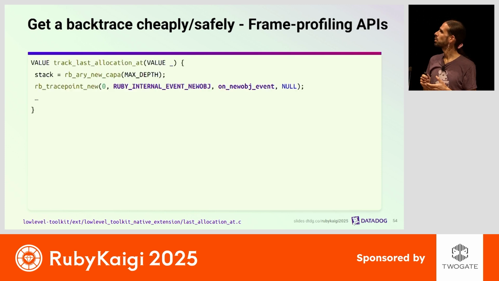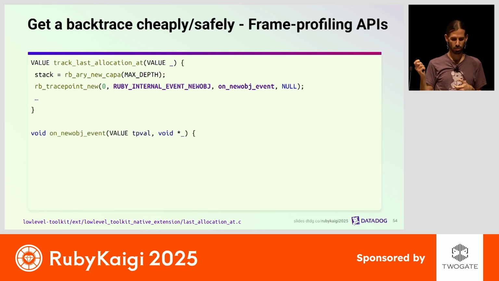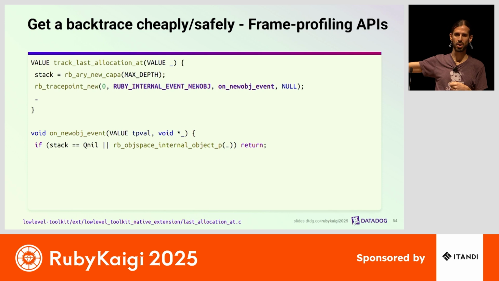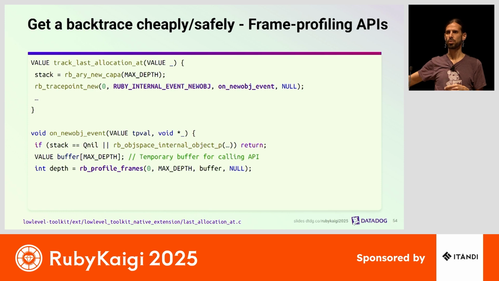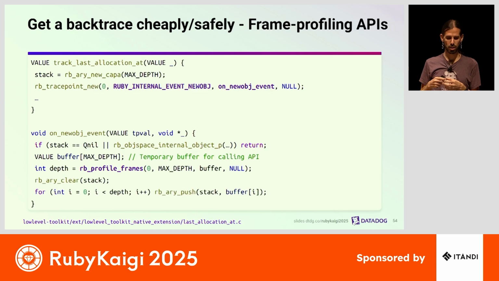We start with our track last allocation at that we saw being called from Ruby. Again, we're using a trace point, and now we're using the new object event, so you can see how these things connect. When a new object gets created, we check if it's an internal object. If it's an internal object, we don't want to touch it, so we ignore it. If not, we create a temporary buffer. This buffer is created in C code, so it's not an allocation. Then we call rb_profile_frames to get the backtrace, and we copy the backtrace to a temporary Ruby array that I've created at the top, so that we can access it later.